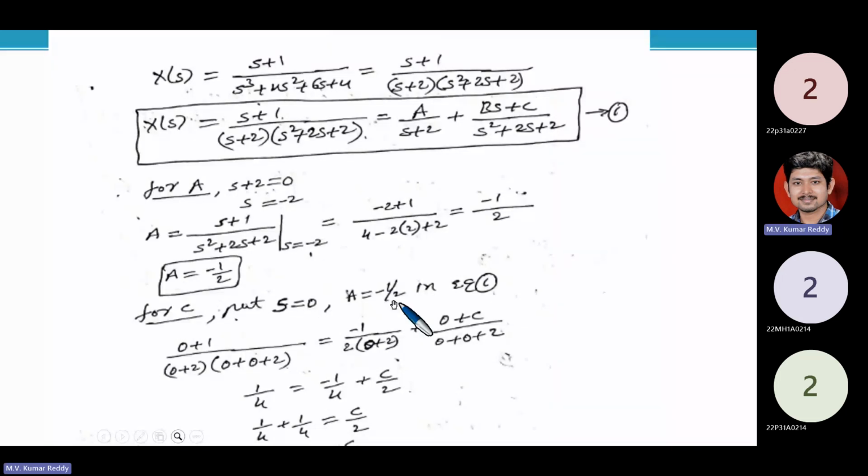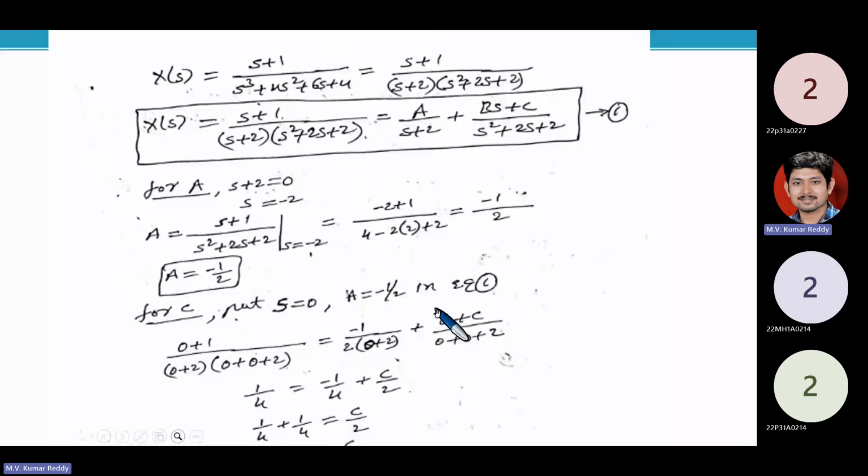Equation 1 means the total equation, that is LHS and RHS. So that is 0 plus 1, 0 plus 2, 0, 0, 2. Minus, already we know this is minus 1 by 2, minus 1 by 2, 0 plus 2. See here, when putting s is equal to 0, b also will become 0. That is the advantage here. So plus c 0, 0, 2.